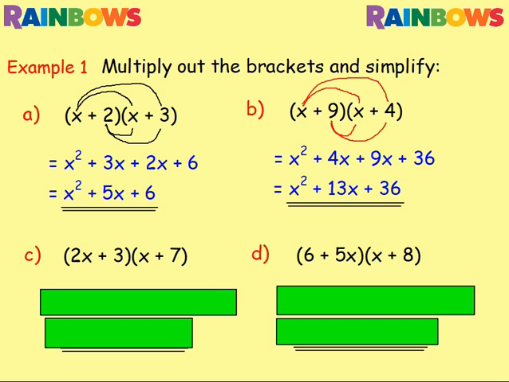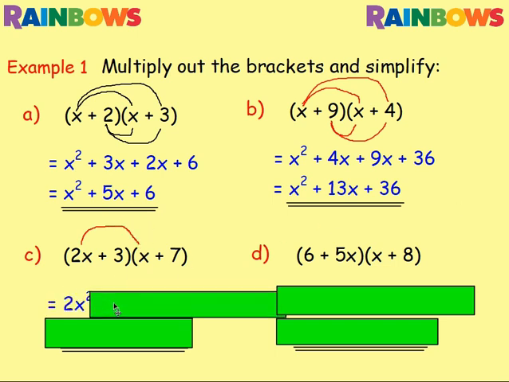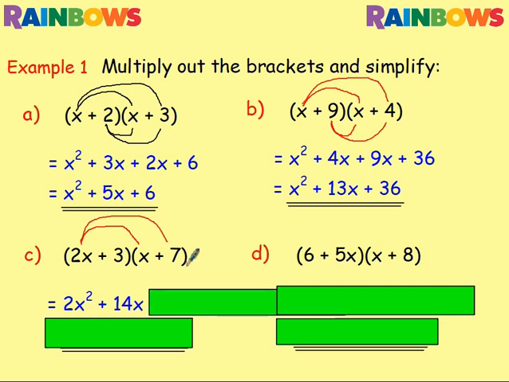Woo! C. 2x plus 3 bracket x plus 7. So, 2x times by the x. What's 2x times by x? Good, it's 2x squared. 2x times by the 7. 2x times 7 is 14x. Brilliant. Yeah, you're doing really well with this. Then you've got the 3 times by the x.